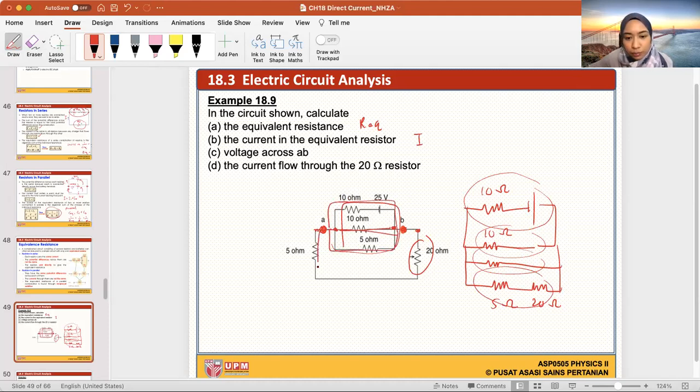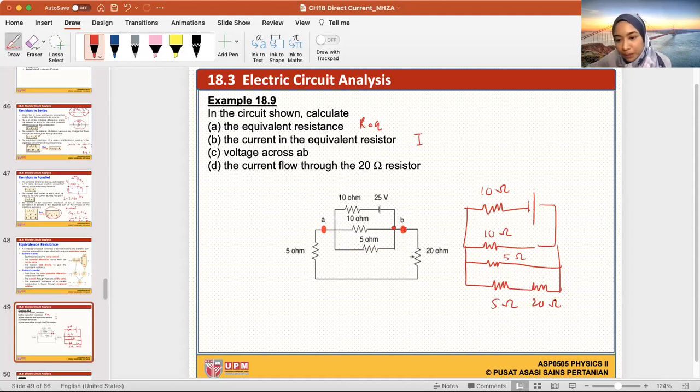Okay, these two branches, these two boxes, we know are confirmed parallel. If I were to put the 5 ohm over here and the 20 ohm over here, it's basically the same circuit. I just redraw it to make it more obvious that they are in parallel. So you don't have to redraw. I just want to redraw so that you guys can see what I'm talking about. Okay, so this is 10 and this is 5 ohm.